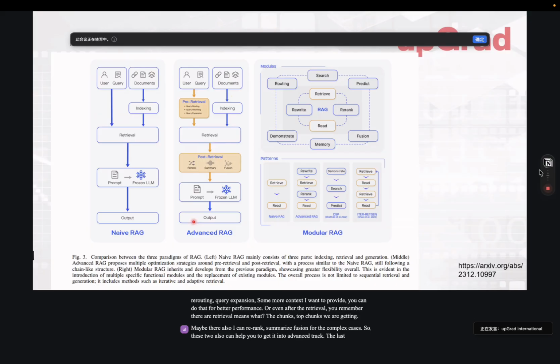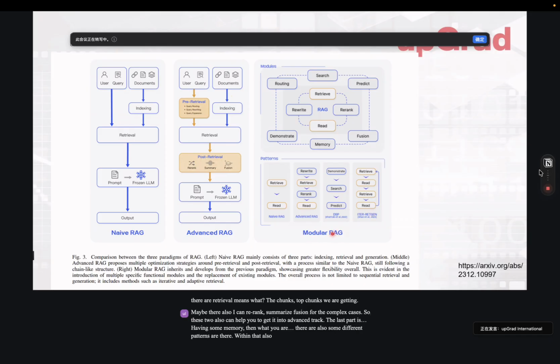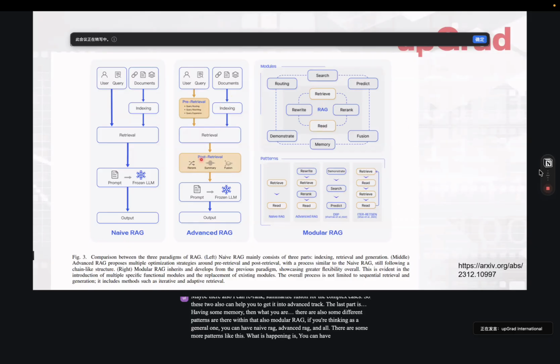The last part is having some memory. Then there are also some different patterns. Within that, also modular RAG. If you are thinking of a general one, you can have naive RAG, advanced RAG and all. There are some more patterns like this. What is happening is we can have retrieve and read. So retrieval has a pre and post, and read. In between you can have re-rank as well.